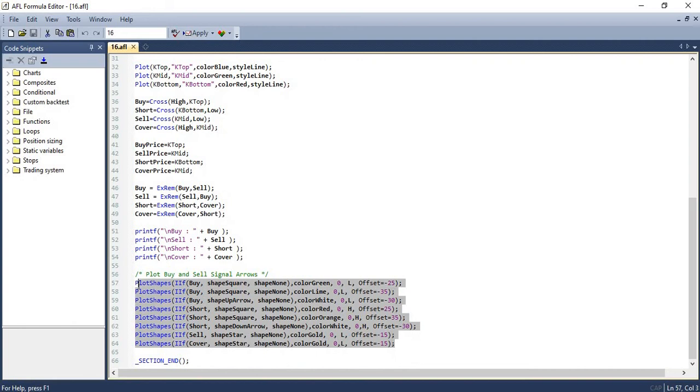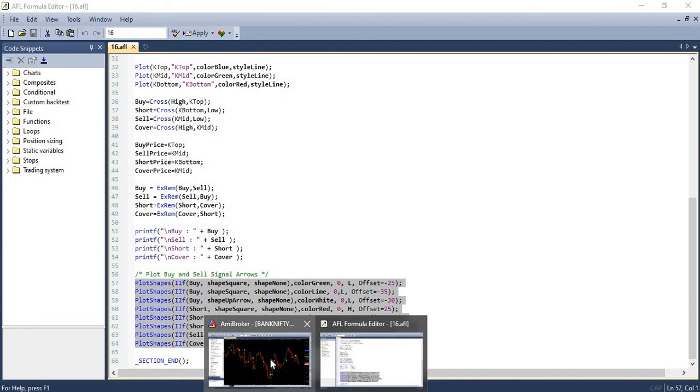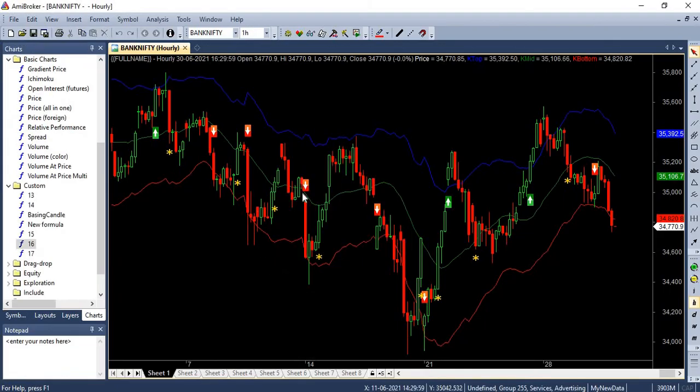And this last part of code is used to plot shapes like stars, up and down arrows in the chart whenever there is a buy, sell, shorting or short covering signal. So if you look at the chart, you will be able to spot the buy, sell and short covering signals using the stars and up and down arrows, or red and green arrows.